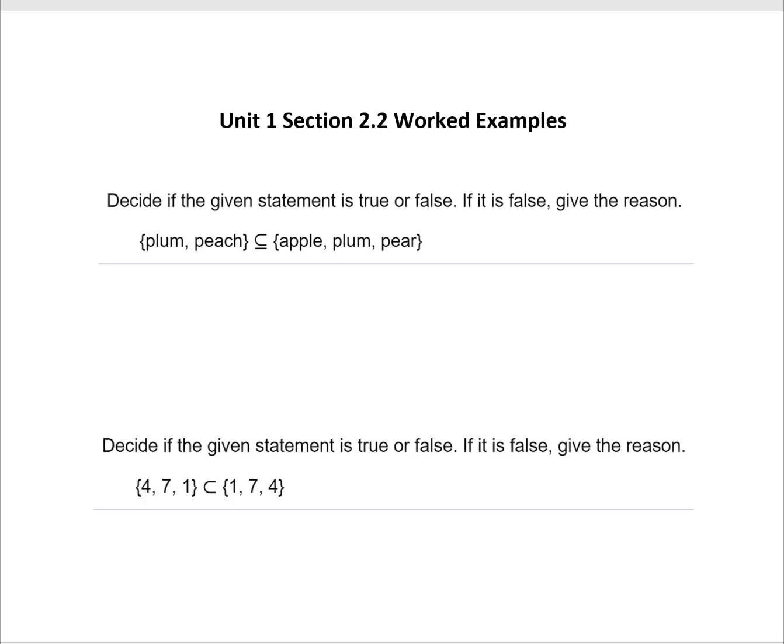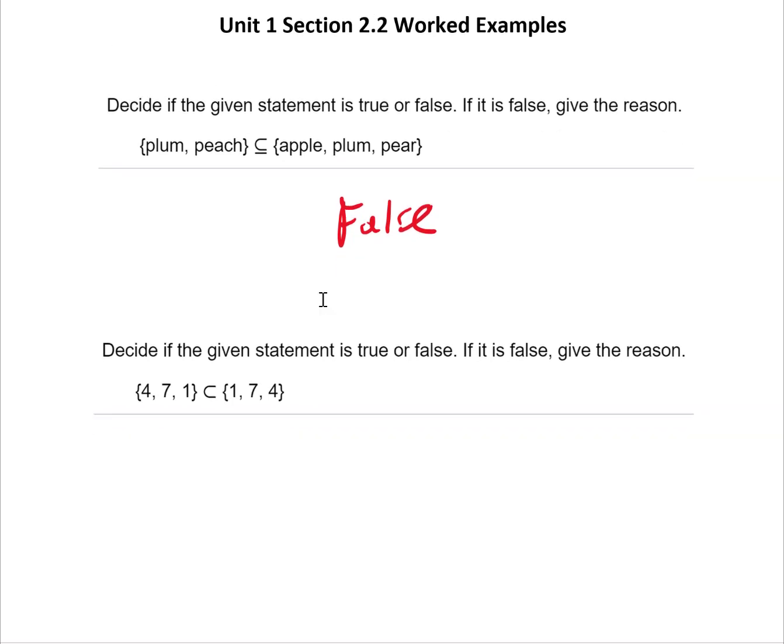All right, so we notice that the symbol here is a subset symbol, not a proper subset symbol. And we look at this set on the left-hand side, and we see it has two elements, plum and peach. And we look at the set on the right side, and we see that the set on the right side does not contain the element peach. So therefore, this statement would be false. That set on the left is not a subset of the set on the right because the set on the left contains an element that's not contained in the set on the right side.